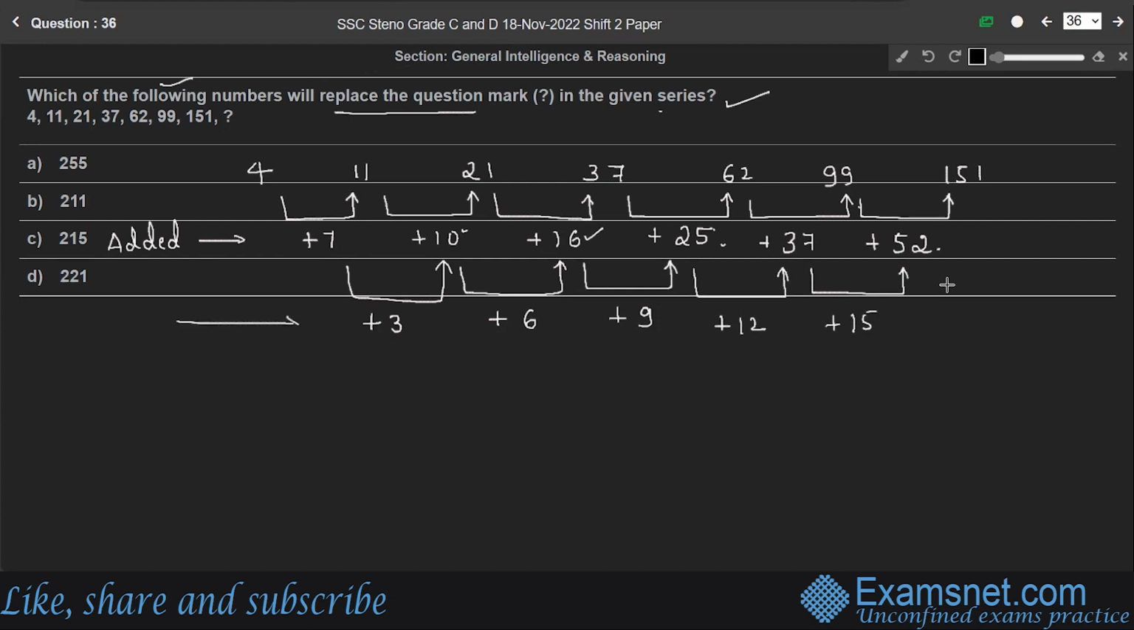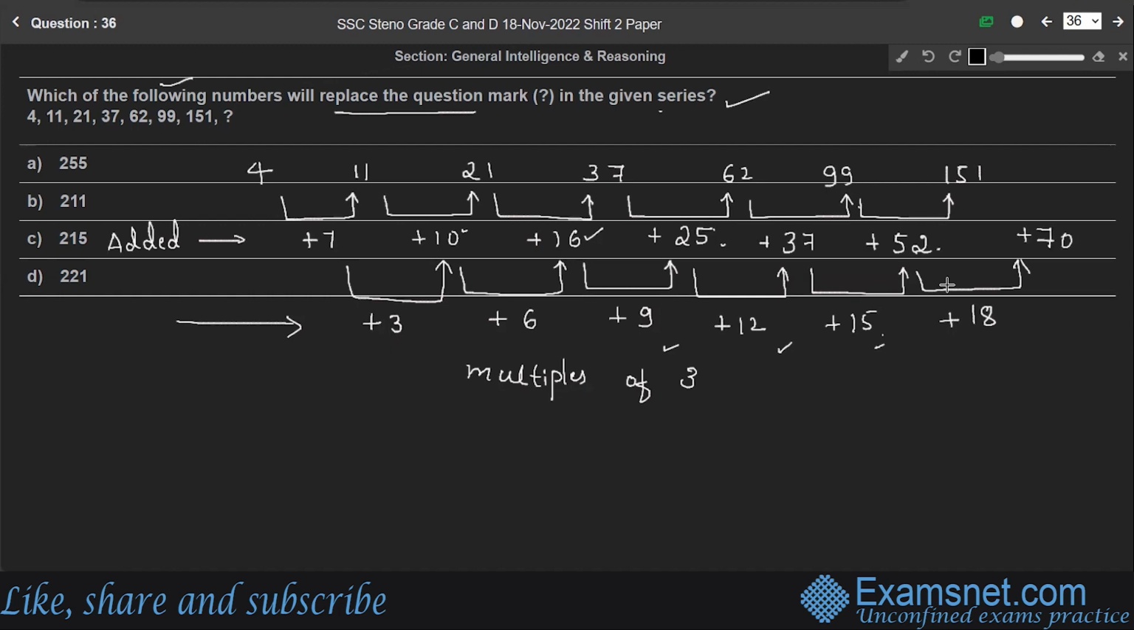So these numbers 3, 6, 9, 12 and 15 are multiples of 3. Therefore, the next number to be added to 52 is a multiple of 3, which is 18, right? So after 15, we have 18. So 52 plus 18 becomes 70.